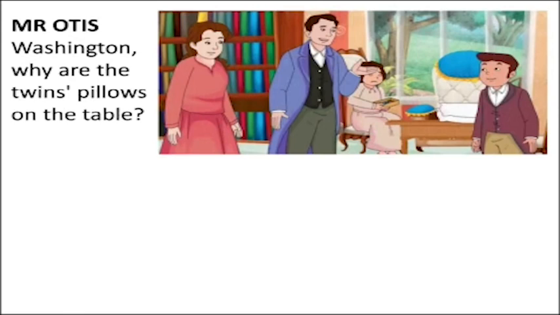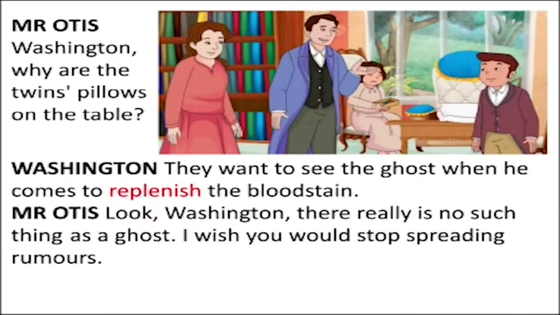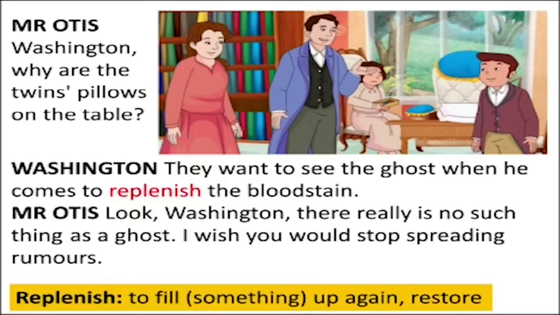Mr. Otis says, "Washington, why are the twins' pillows on the table?" Washington says, "They want to see the ghost when he comes to replenish the bloodstain." Replenish means to fill up again or to restore. So Washington is giving a clarification about the two pillows, that these two pillows are kept by the twins Clark and Lois, that they have planned to see the ghost when the ghost will come back again tonight to recreate or restore the bloodstain marks on the floor.